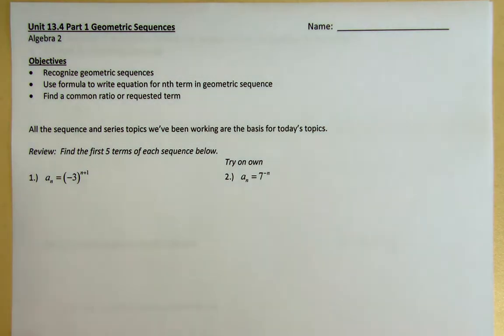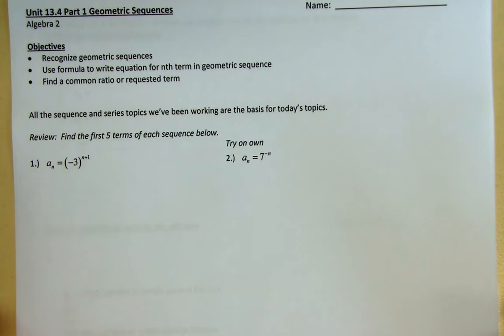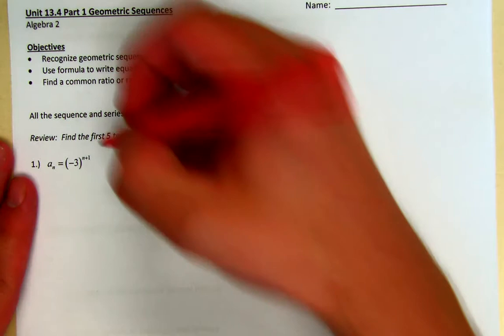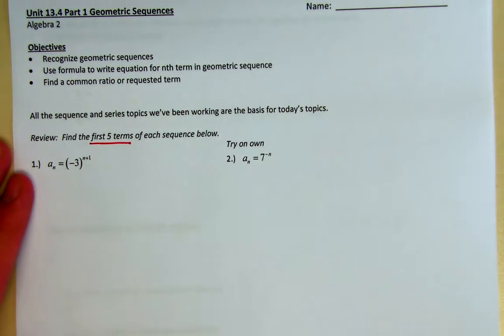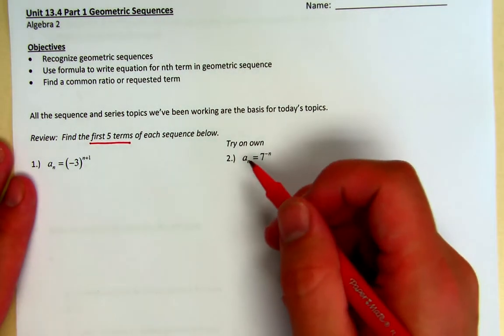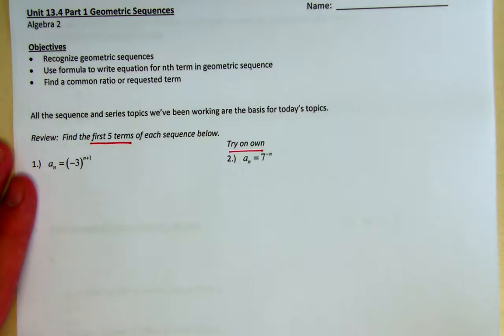Alright, so we just learned about arithmetic sequences and their sums. So now we're going to talk about geometric sequences, which is another specific type of sequence. You have already worked with these in 13.1 and 13.2, but now we're revisiting it and we're giving you an actual formula for it. Alright, so this first part here is really just review. It's the first 5 terms of each sequence. So again, you're going to try this one on your own, but we're going to do this one together.